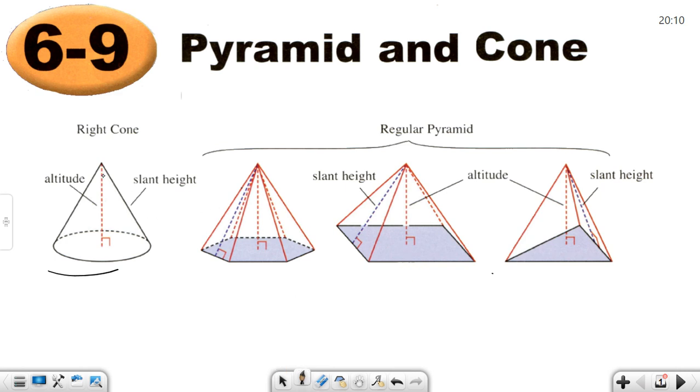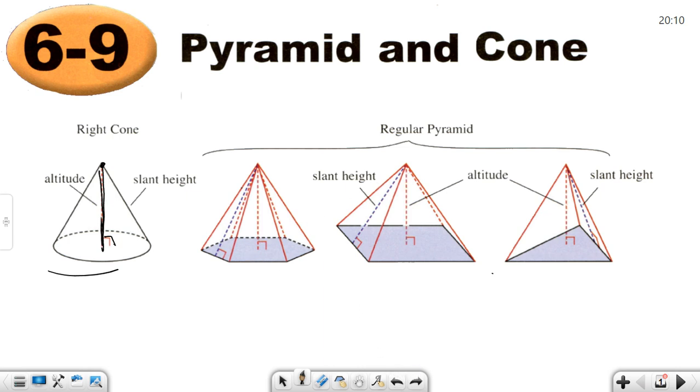What do we have to know? As you see, these are altitudes from the vertex, the apex, to the base, a perpendicular line segment. We call that one height, or here that one is height, that one is height, and here that one is height. These are the heights.